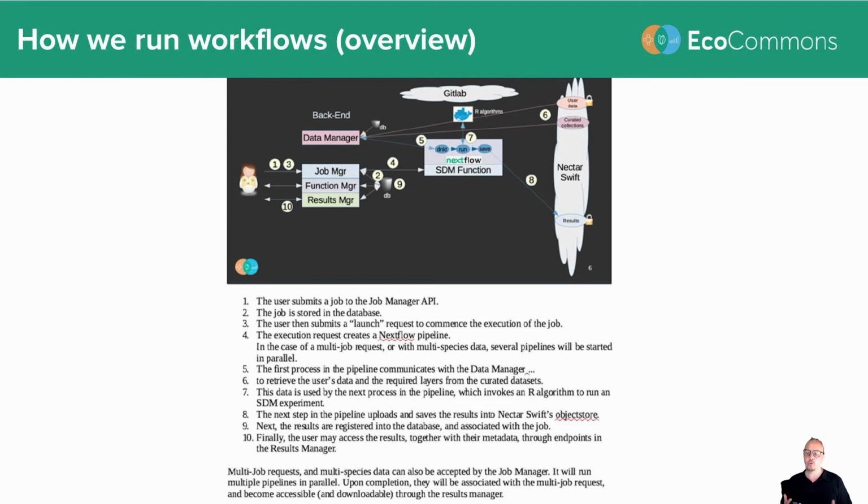So, how we run workflows. This is a brief overview of the process that we go through on the platform to run a simple species distribution model, or SDM, function. Here you see the different components and the different steps, from the user submitting the experiment, going through the API, through to execution and storage of results, and back to the user, where they can explore it through the result manager. Let's look a little deeper into each of those steps.